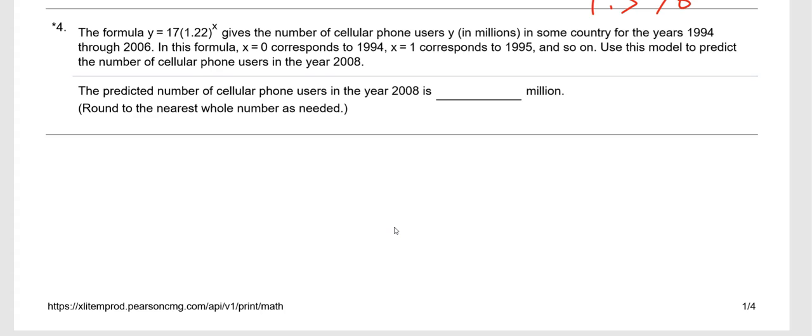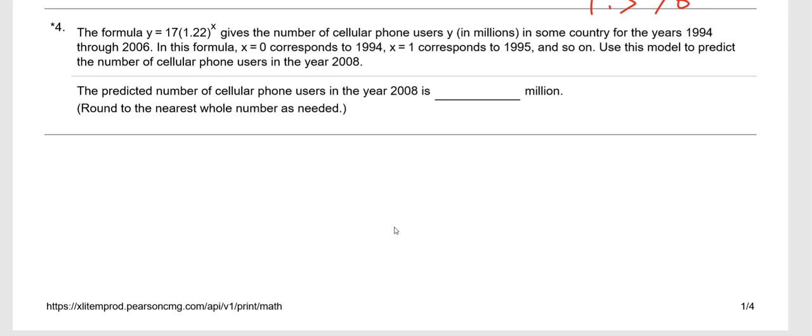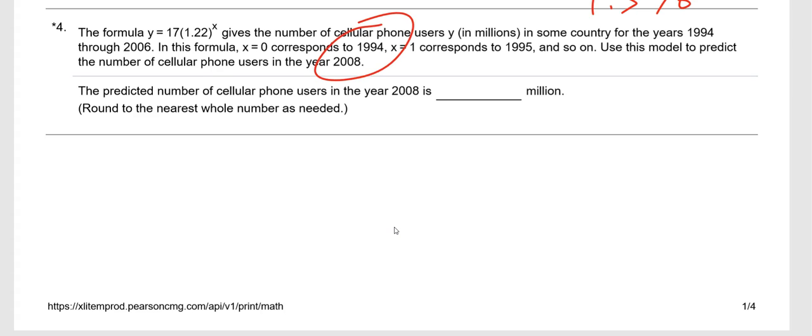Are we going to use 2008? Years above 1995. Okay, so how many years are there from 95 to 2008? 94 years? No, 1994 to 2008. Oh, okay. Yeah, I gotcha. Thank you for correcting me. I appreciate that. Okay, so we're starting at 94 to 2008. How many years are we talking about? 14 years, thank you very much.